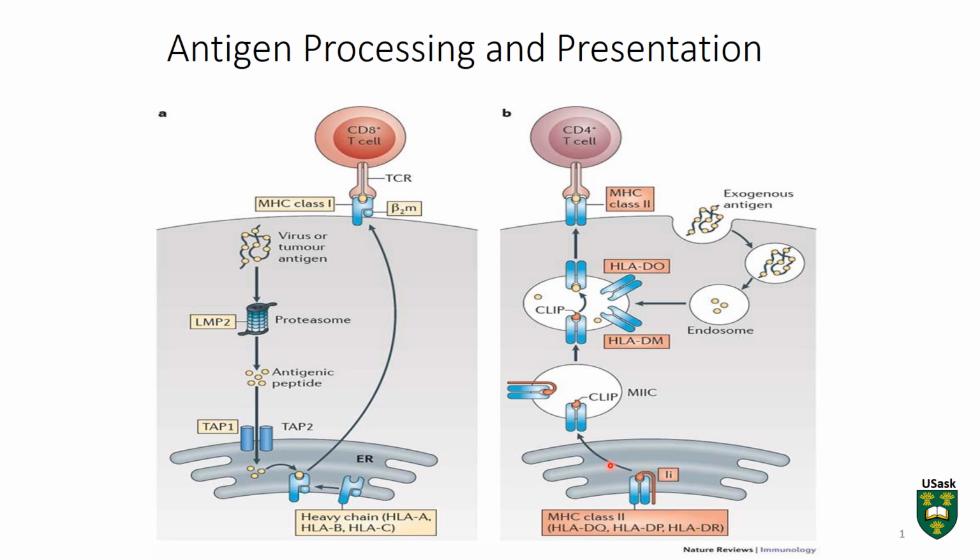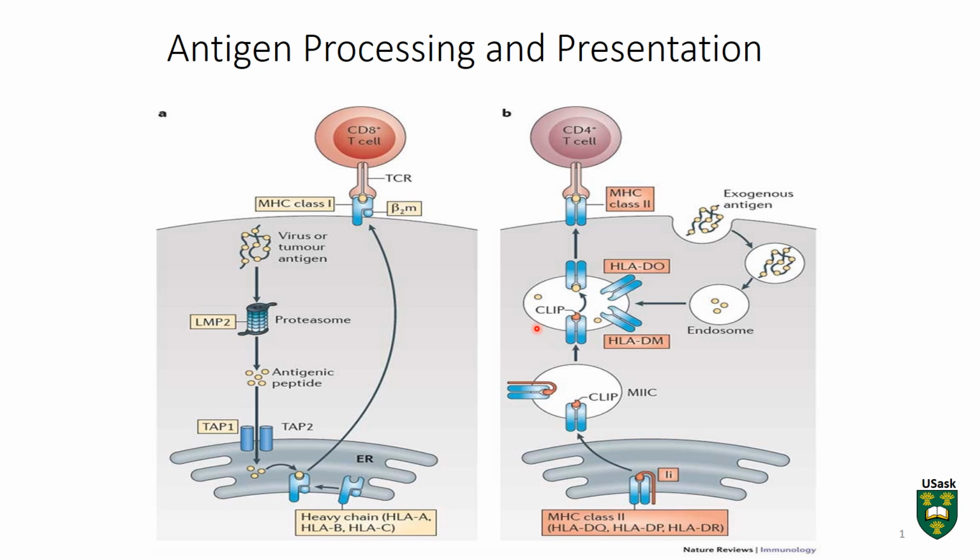So once this happens, class 2 will leave the endoplasmic reticulum and go to another compartment called the MHC class 2 compartment, where the invariant chain starts to break and leaves a small peptide, a small molecule, binding to the groove, called the CLIP.